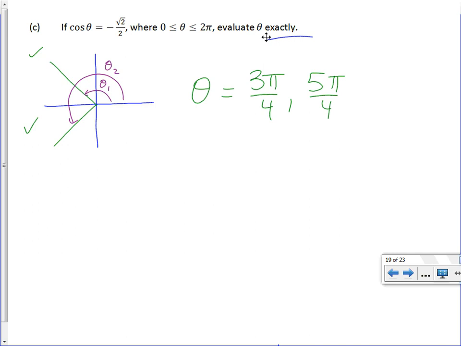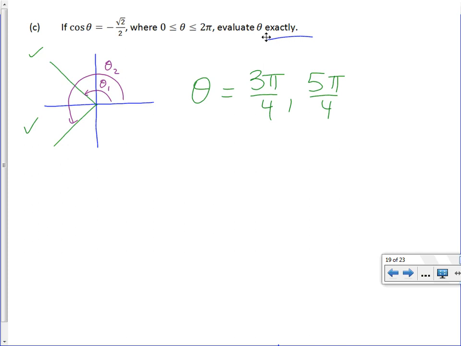I know your calculators are all fancy, and some of them will even, if you type in cos inverse of negative root 2 over 2, spit out 3 pi over 4. You have to have a super fancy one for it to do it, to be honest. For sure, there are calculators out there that if you type in cos of 3 pi over 4, you will get the radical.